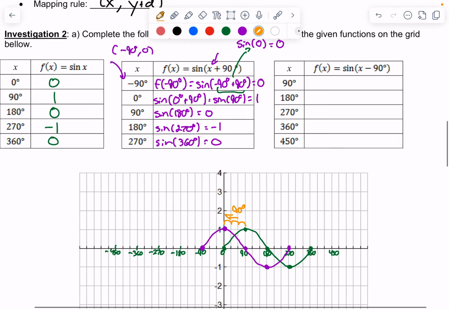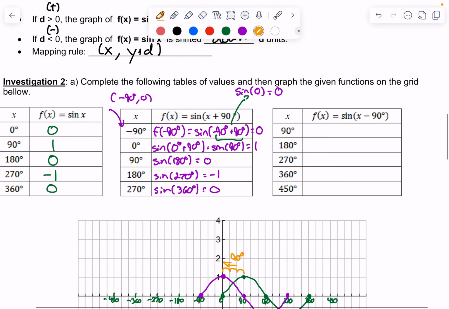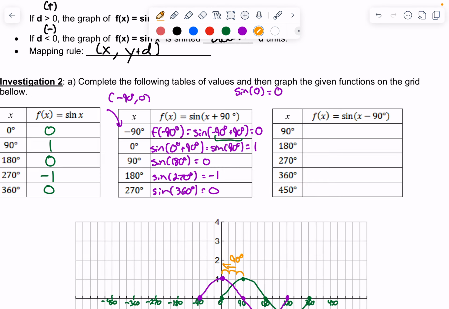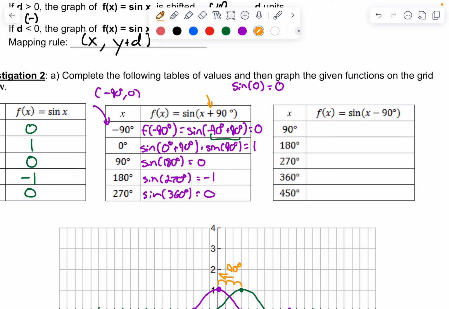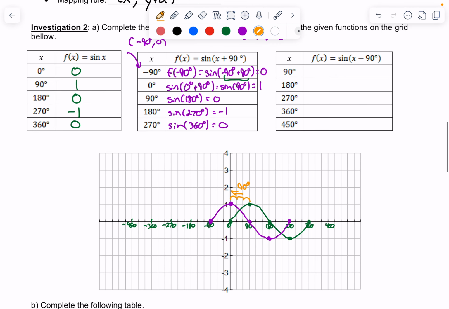And look up here. Think back to your quadratic unit. You see a positive in here and you think that you're going to go right, but you actually end up going left, right? So yes, it looks confusing because we're now dealing with degrees instead of just straight up numbers, but you are going left 90 degrees. Your function has shifted to the left.